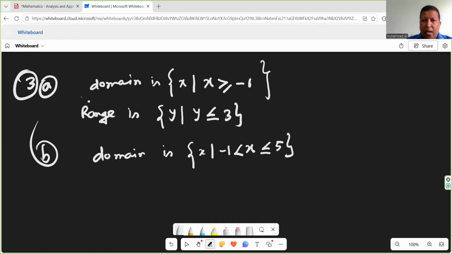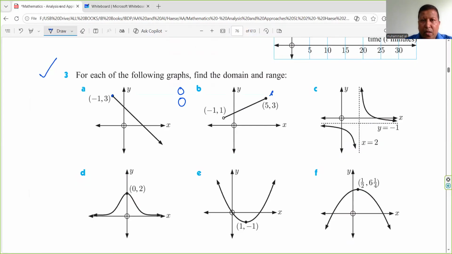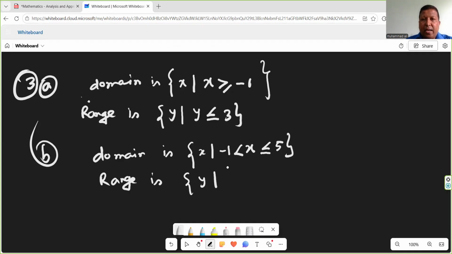And the range is y such that, here it starts from y value positive 1, but 1 is not included, and it finishes at the point 3, y value 3 here. So you can say y > 1 but y ≤ 3. Here 3 is included, but 1 is not included.